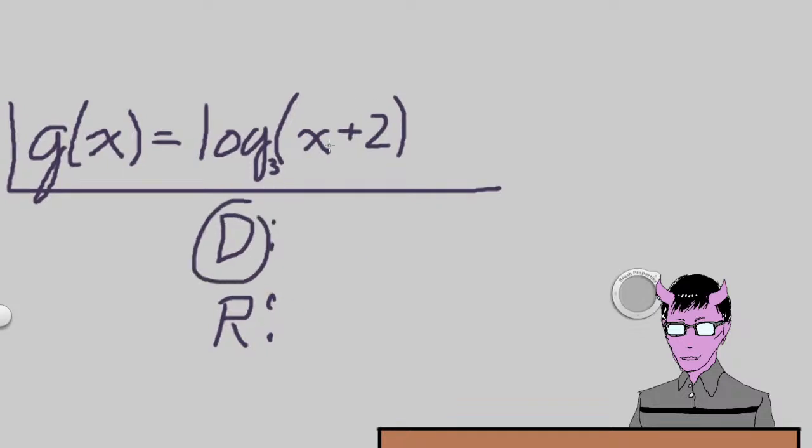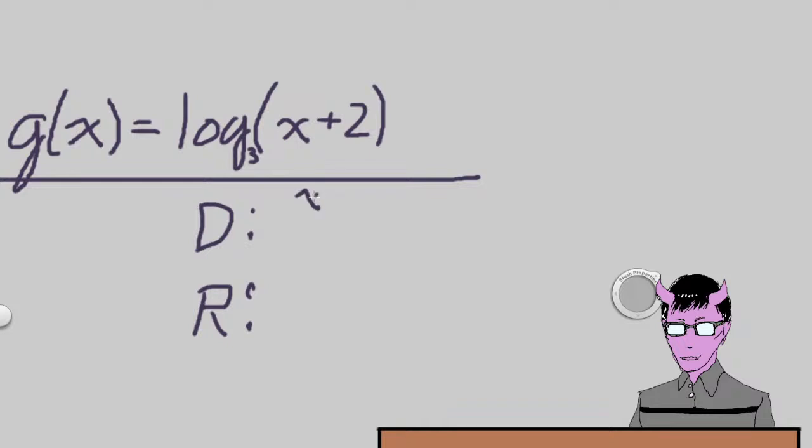So domain considerations, what x values can we put into here? Well, we can't put in 0 and we can't put in negative. So this whole thing has to be greater than 0. So we force it. x plus 2 must, as a result, be greater than 0. So x is greater than -2. That will be our domain.